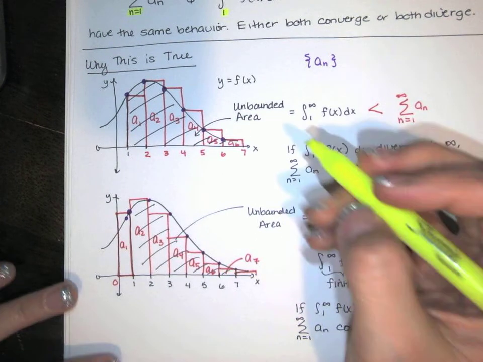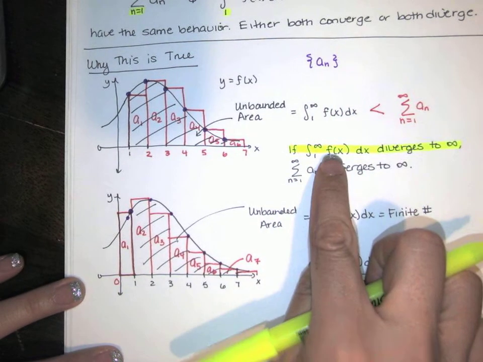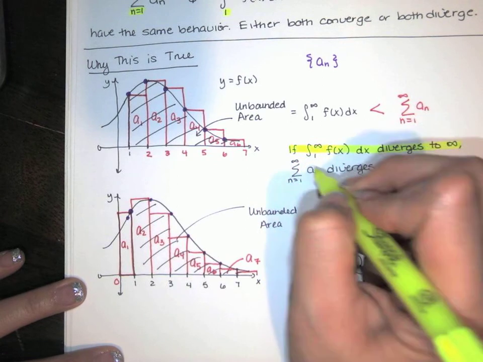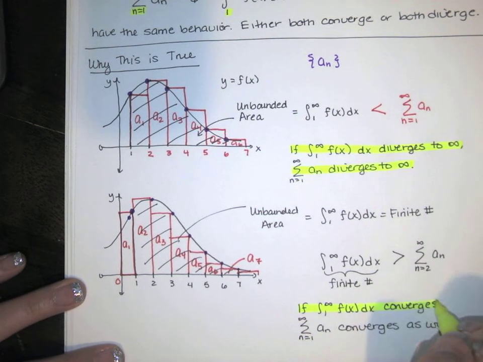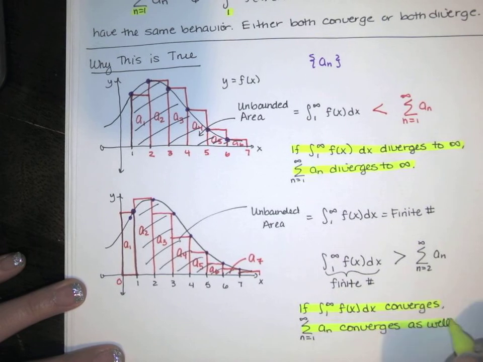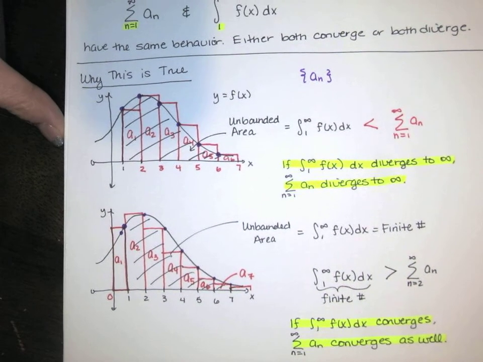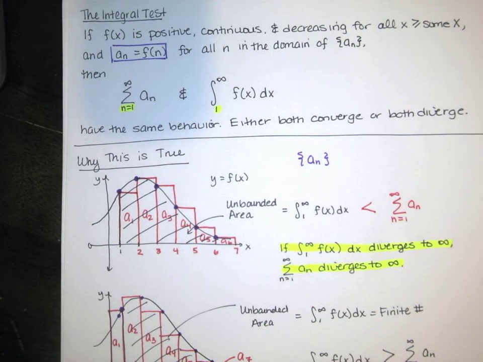So here's the takeaway. If the improper integral diverges, the series diverges. If the improper integral converges, the series converges. Now, we have to go back to the statement of our theorem and make sure we understand exactly when it applies. There are a few things that we have to check.